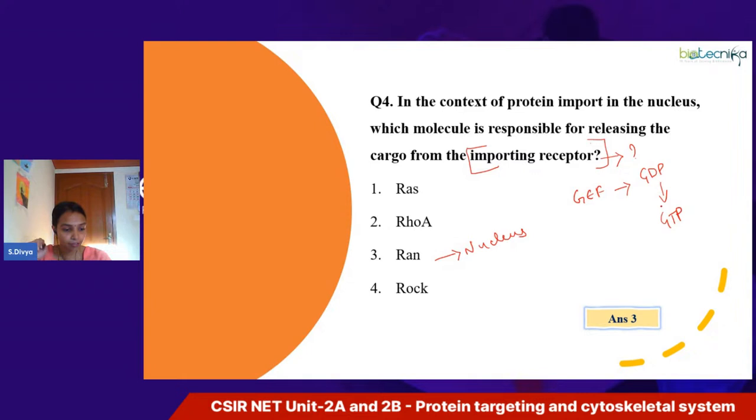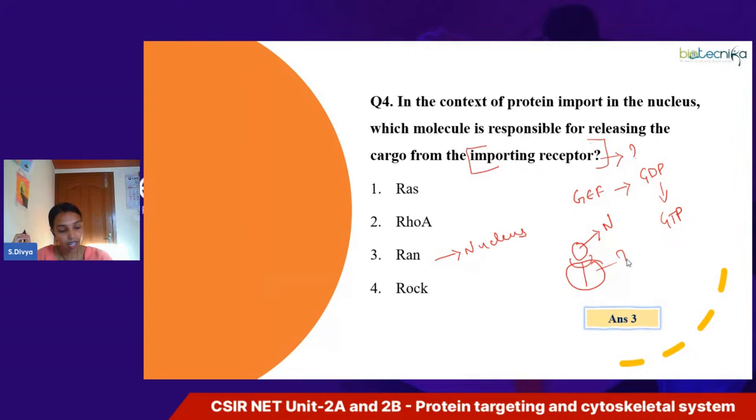That is the function. I'm asking you the receptor. Suppose this is the cargo, it has to be taken inside the nucleus. It should have a receptor present. I'm asking you the name of this receptor. Yeah, importins is correct.